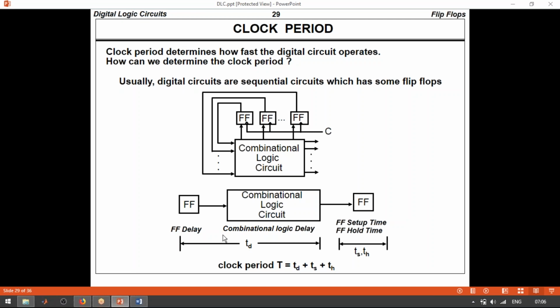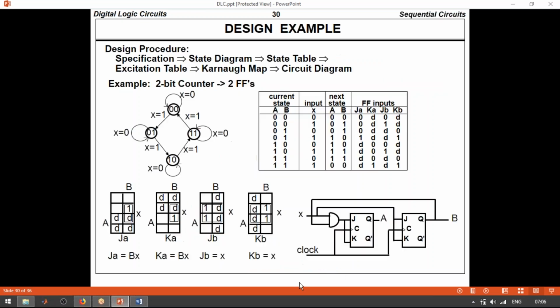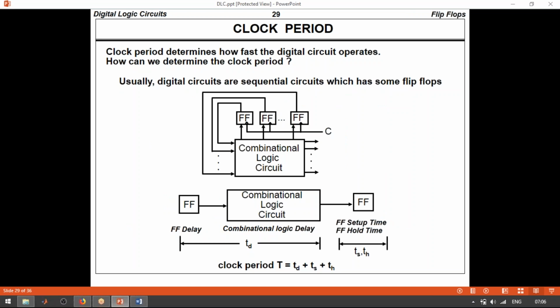So the clock period must be the combination of delay time plus setup time and the hold time. So the clock must be in, how we can calculate the setup time? It should be greater than clock period minus hold time minus the delay.